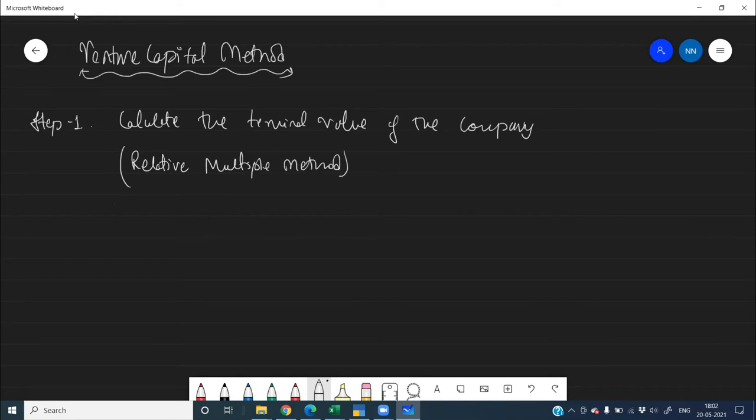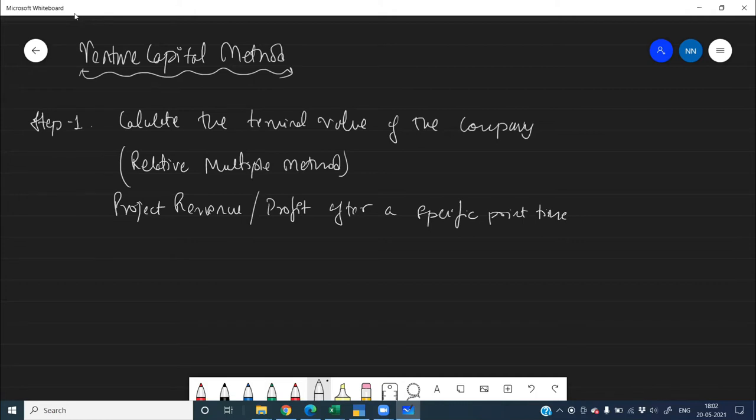So how do they do this? They first project revenue or profits after a specific point of time. What is a specific point of time? This specific point of time is the horizon for which investor wants to keep the money in the company. It can be 3 years, 5 years, 7 years, whatever it can be.